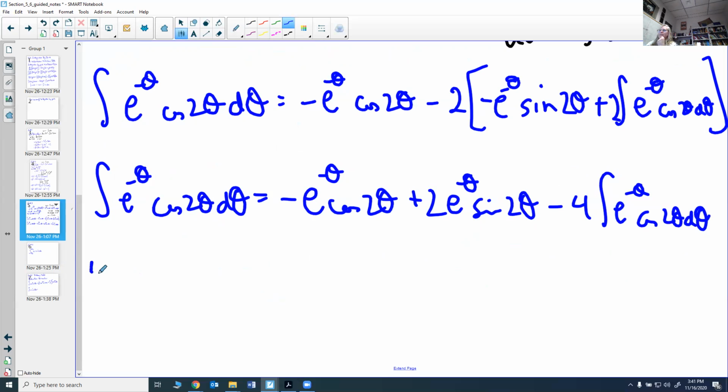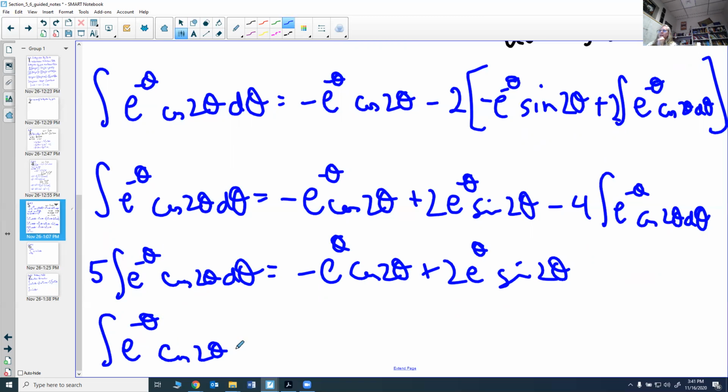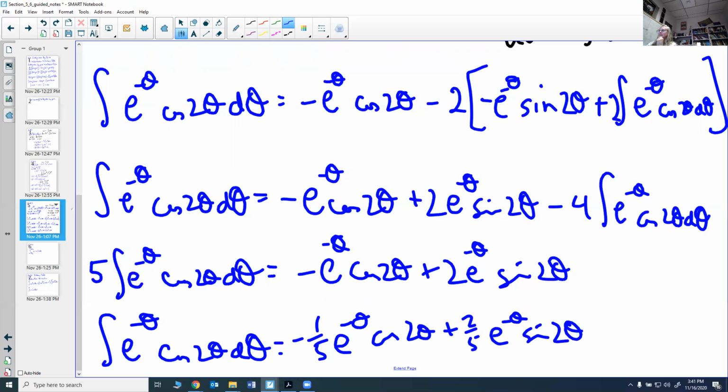Well, if I did that, I'd get 5 times the integral of e to the minus theta cosine 2 theta d theta is equal to minus e to the minus theta cosine of 2 theta plus 2 e to the minus theta sine of 2 theta. And I want this integral by itself, so I'm going to divide through by 5. So the integral of e to the minus theta cosine of 2 theta d theta is equal to minus 1/5 e to the minus theta cosine of 2 theta plus 2/5 e to the minus theta sine of 2 theta. And since I'm now done taking an integral, I know what that integral is equal to, so I now put my plus C.